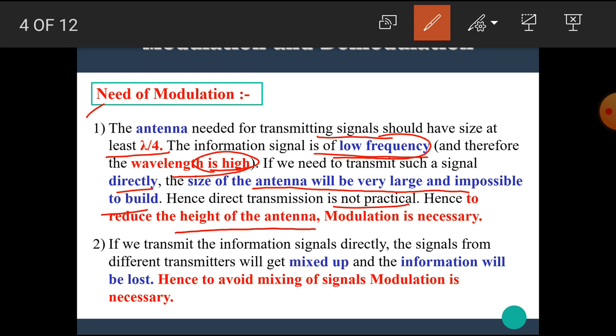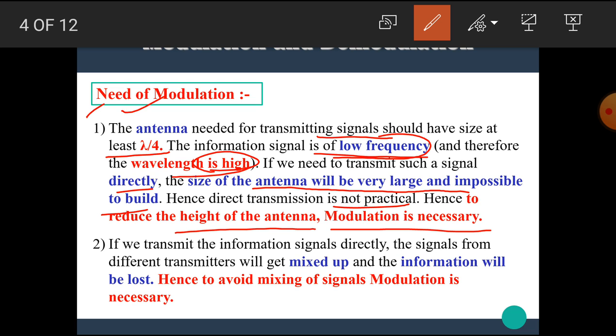Hence, to reduce the height of the antenna, modulation is necessary. That means to send a low frequency signal, which has a very large wavelength, we have to construct an antenna of height lambda by 4. If the wavelength is 1000 kilometers, then 1000 divided by 4, that means an antenna height of 250 kilometers is needed, which is practically impossible. Hence, we need a modulation technique.